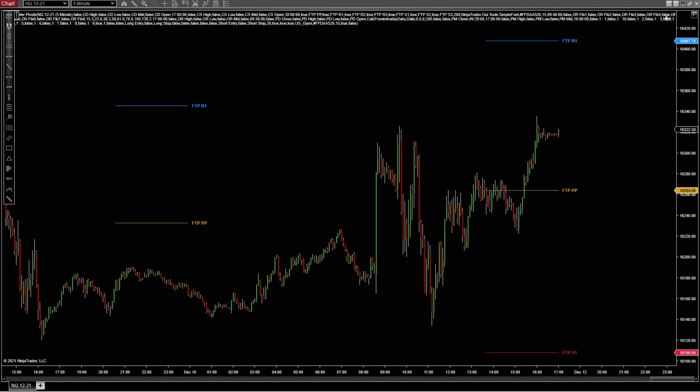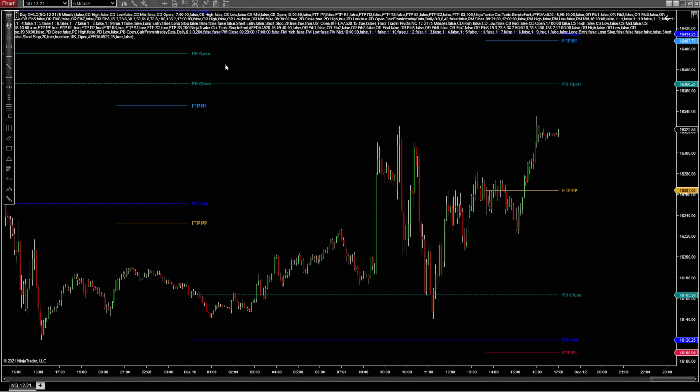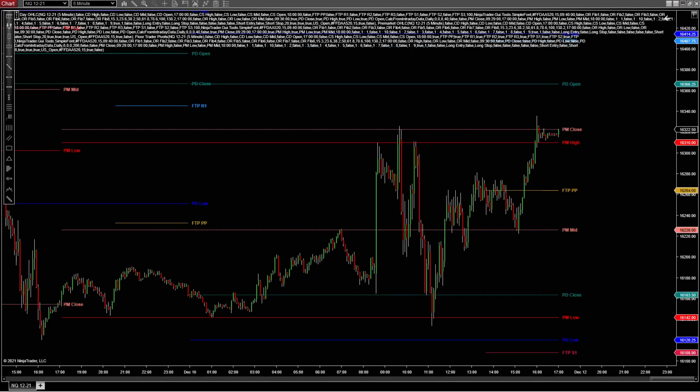So I'm going to go ahead and add the floor trader pivot or the previous day, and then I'm going to... actually, I'll tell you what I need to do. Instead of adding all those together, I would be better off, and I probably should have done this ahead of time. There's always something I forget.